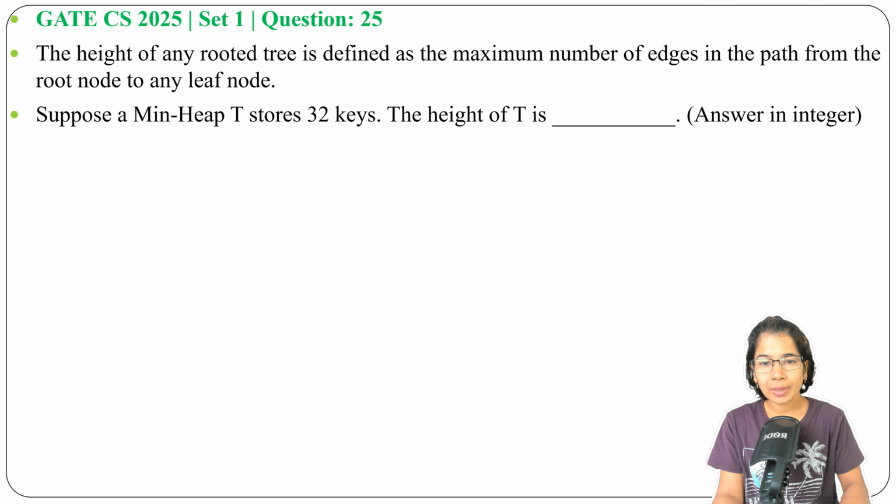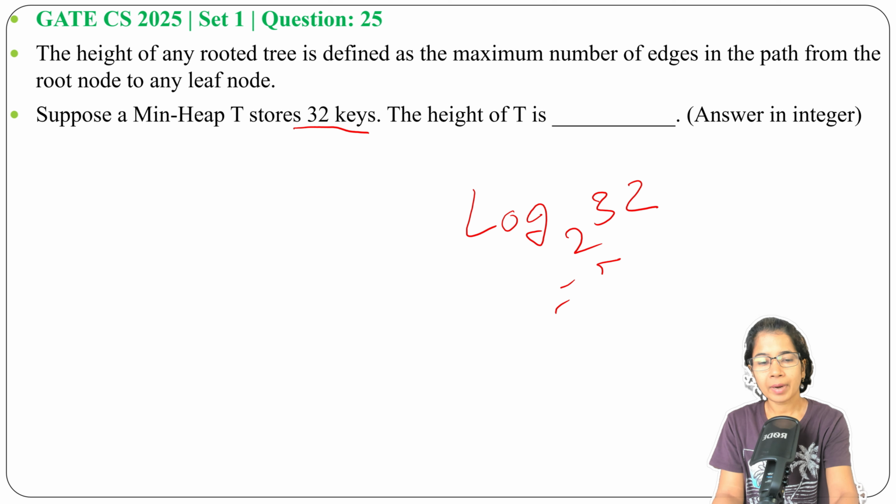Min-Heap is also a complete binary tree. In case of binary tree, height of the tree is log n base 2. N is the number of nodes, or you can say number of keys in that tree. In this Min-Heap there are 32 keys. So log 32 base 2, that will be 5. That Min-Heap height will be 5.